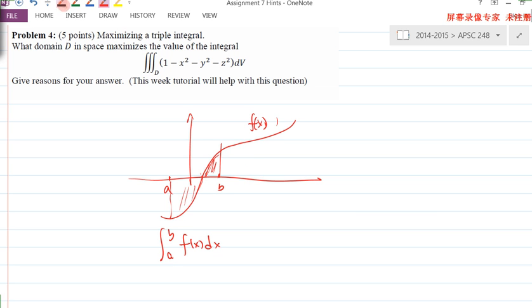But if we integrate and a and b is not from here to here, but from here to here, then between this region f of x is always greater than 0. So if you integrate from here to here, you're going to get a bigger value than integrating from here to here. So the idea is that we want to find a certain region D such that this integrand is always greater than 0.